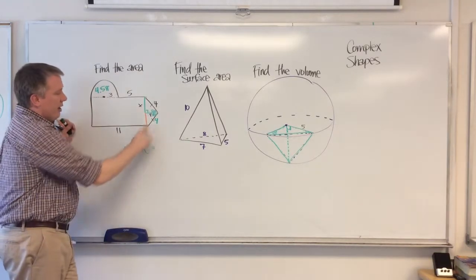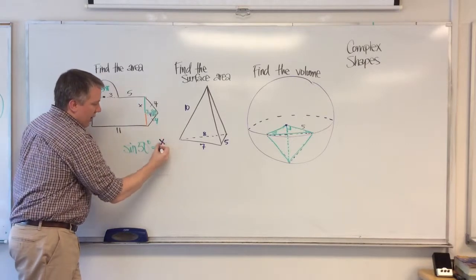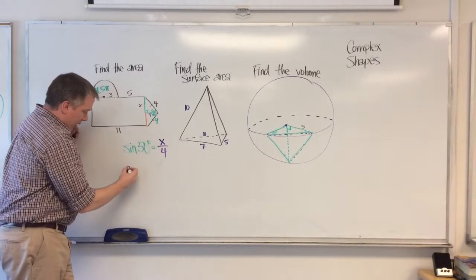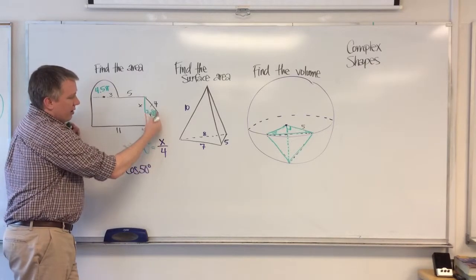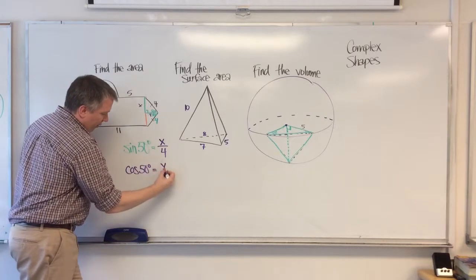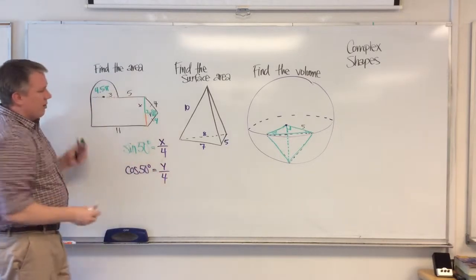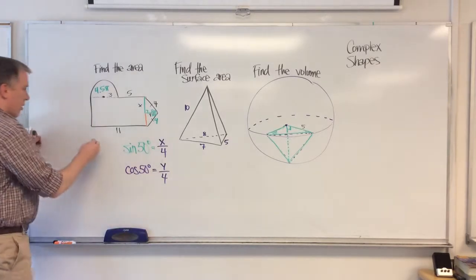So sine of 50 is the opposite, x, over the hypotenuse, x over 4, and the cosine of 50 is the adjacent side, y, over the hypotenuse, so y over 4. I realize it's a little small, but hopefully you can see what's going on there. Actually, let me draw that picture a little bit bigger.